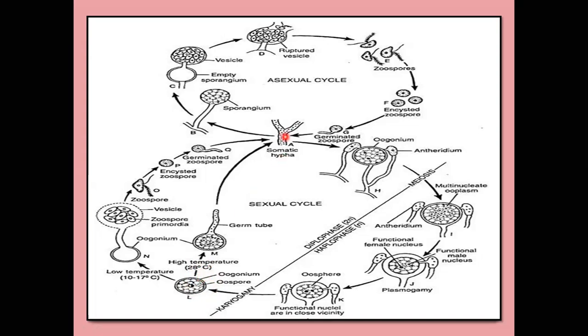And the spread of the disease, meaning the secondary source of infection, that is sporangia and zoospores, spreads mainly through water or also through airborne means.